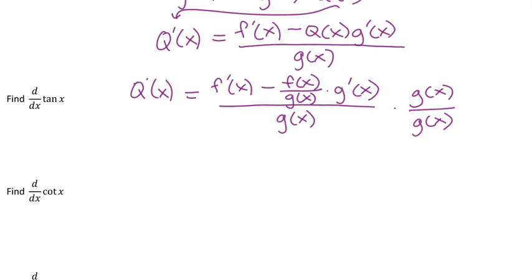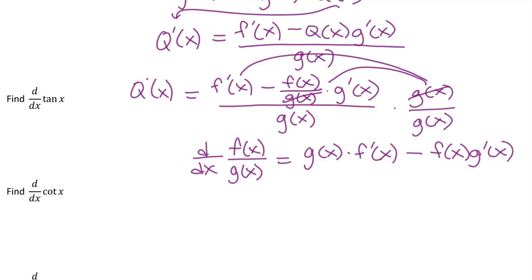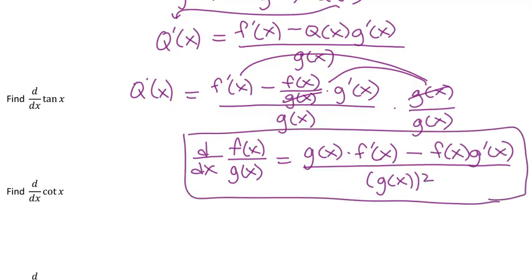And what I find is that the derivative of f of x over g of x, which is what I actually started with, is equal to g times f prime minus, when I distribute here, the g's just cancel out, so I'll get f times g prime, and then on the bottom I just have g of x squared. And this is your quotient rule.